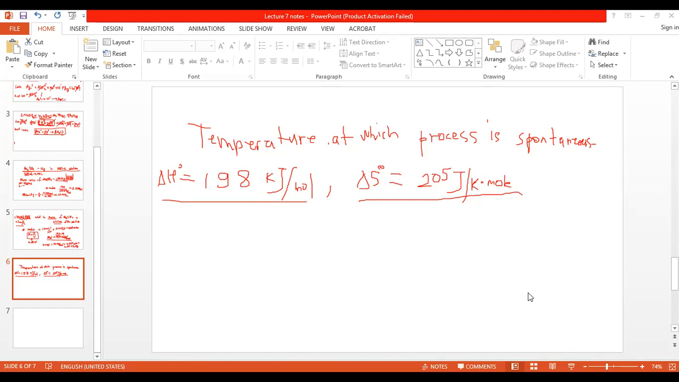Previous session we discussed enthalpy and entropy, and we said if these two parameters are positive, I mean more than zero, our process can be spontaneous. In this question, the reaction can be spontaneous and produce heat and energy. But we need to know at what temperature it's going to be spontaneous, so we can find the temperature and calculate it.